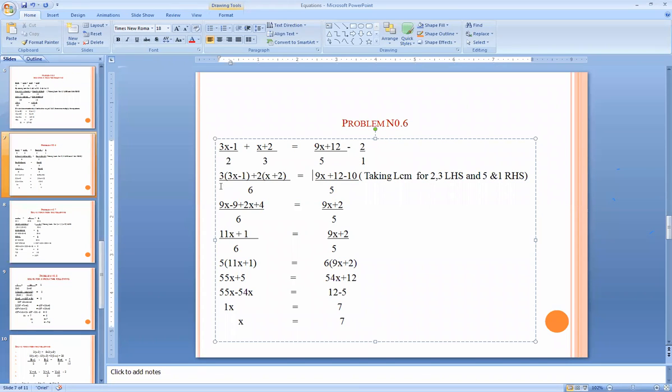And next, in the third step, we should remove the brackets here, by multiplying 3 with this bracket, and multiplying x plus 2 with 2.